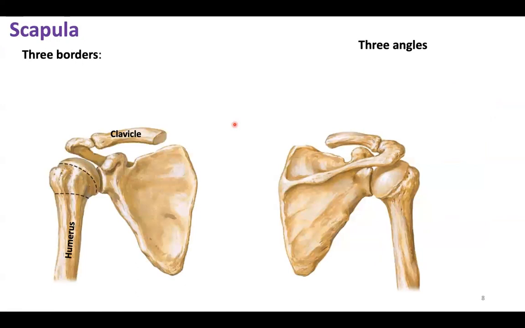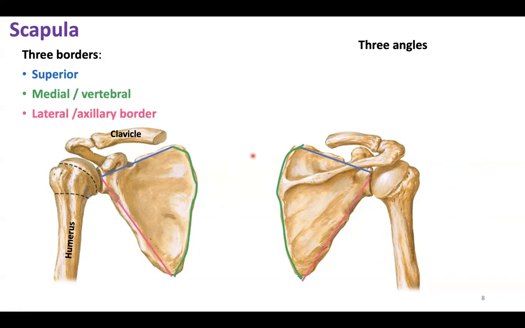So scapula, since it's triangular, it has 3 borders and 3 angles. So the borders are superior border, medial or vertebral border. So the medial border lies adjacent to the spines of vertebrae. So it's known as vertebral border. And it has lateral or axillary border. So the lateral border is the thickest border, and it lies adjacent to the axilla. So it's known as axillary border.